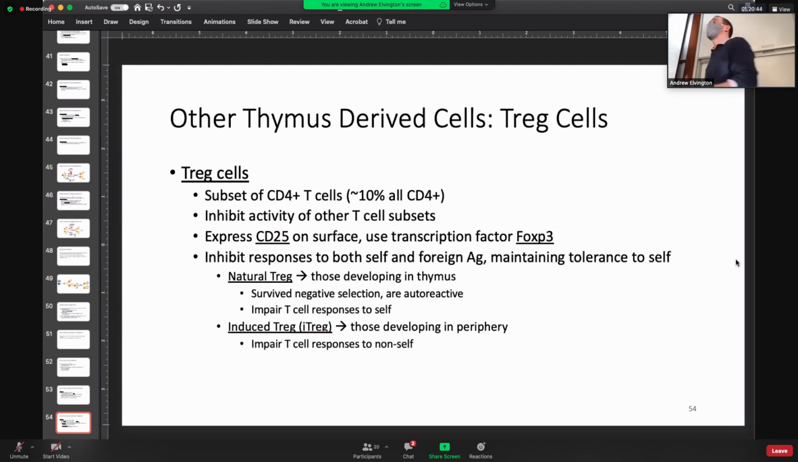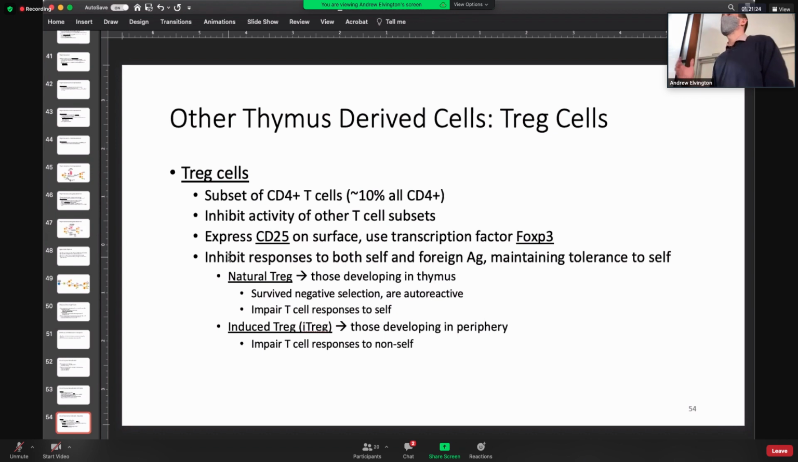A type that we will come across when we discuss autoimmunity, next unit, I think, are Treg cells, regulatory T cells. Their name implies they regulate the activity of something. They actually regulate the activity of other T cells. I guess immunity in general, but T cells especially. They're a small subset, but actually, if you think about their function, 10% of all of your CD4 positive T cells being a regulatory cell seems kind of high. And what they do is they express CD25 on their surface. They have a specific transcription factor called FOXP3.